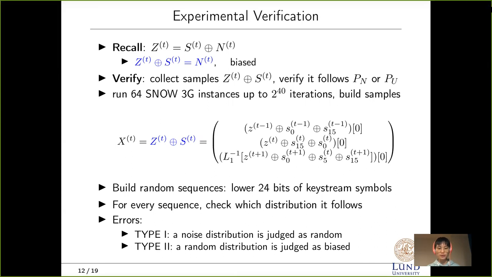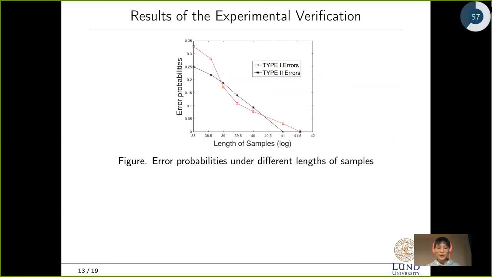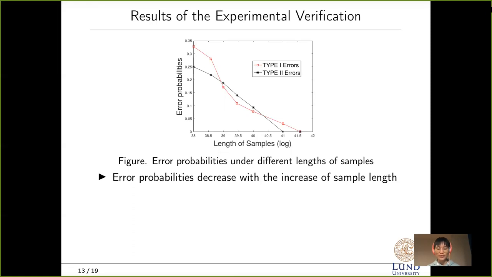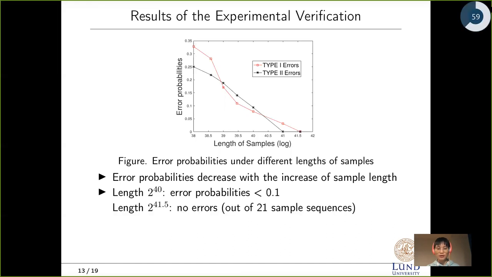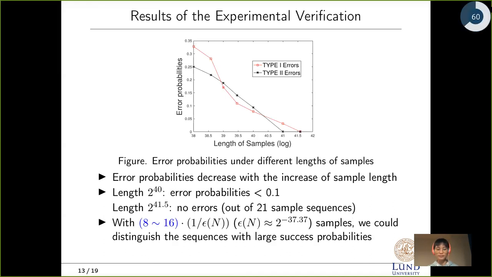And there could be two types of errors. Type 1 errors, where a noise distribution is judged as random, and type 2 errors, where a random distribution is judged as biased. The picture shows the results of the error probabilities under different lengths of samples. We could see that the error probabilities decrease with the increase of sample length. At the length of 2 to the power of 40, both error probabilities are smaller than 0.1. At the length of 2 to the power of 41.5, there are no errors out of our 21 sample sequences. So with 8 to 16 times 1 divided by epsilon number of samples, we could distinguish the sample sequences with large success probabilities. And we could say that the bias should be correct.